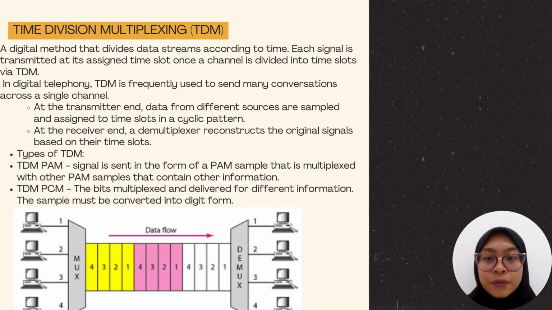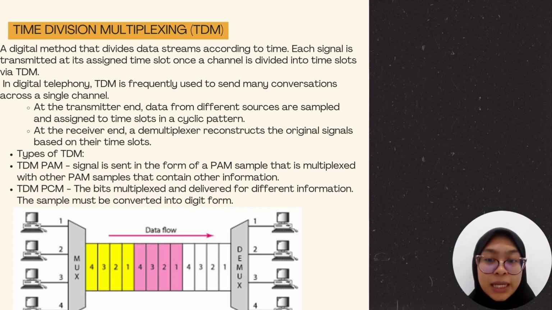Next, we move to time division multiplexing. TDM is a digital method that divides data streams according to time. Each signal is transmitted at its assigned time slot once a channel is divided into time slots via TDM. In digital telephony, TDM is frequently used to send many conversations across a single channel. At the transmitter end, data from the different sources are sampled and assigned to time slots in a cyclic pattern. At the receiver's end, a demultiplexer reconstructs the original signals based on their time slots.